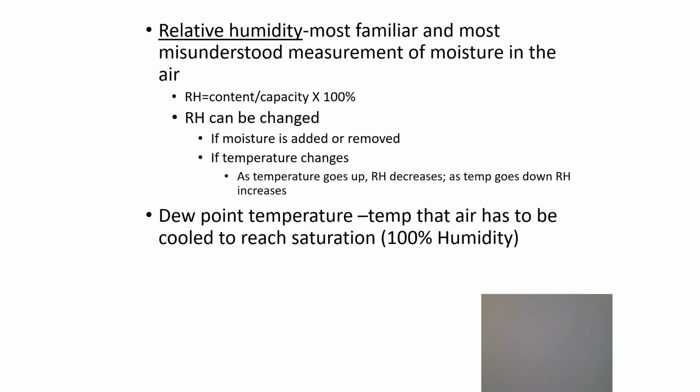So there are two ways that relative humidity can be changed. If moisture gets added or removed, and that kind of makes sense. That one is not hard to understand. But if the temperature changes, as temperature goes up, relative humidity decreases. As temperature goes down, relative humidity increases.